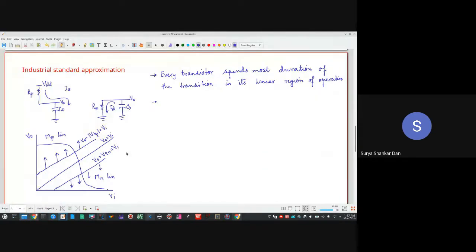previous class, if you are looking at the resistance seen by the capacitor, here when this current IS is flowing to charge up the output capacitance. Okay, so what is the scenario? During the transition, notice both the transistors are switched on. So there is also going to be this. There is also going to be this.